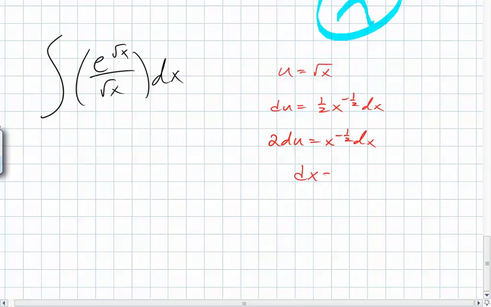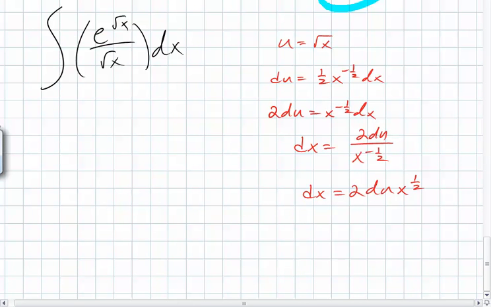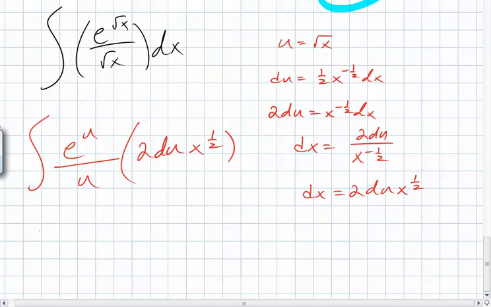So what does dx equal? 2 du over x to the negative 1/2. What does that simplify to? 2 du times x to the 1/2. Is my algebra okay? Yes, I'm just simplifying it. Can I now throw this up here? Yep, so it's e to the u over u times 2 du x to the 1/2. You can factor out the 2. You have a 2 of e to the u over u, but then you have x to the 1/2 du.